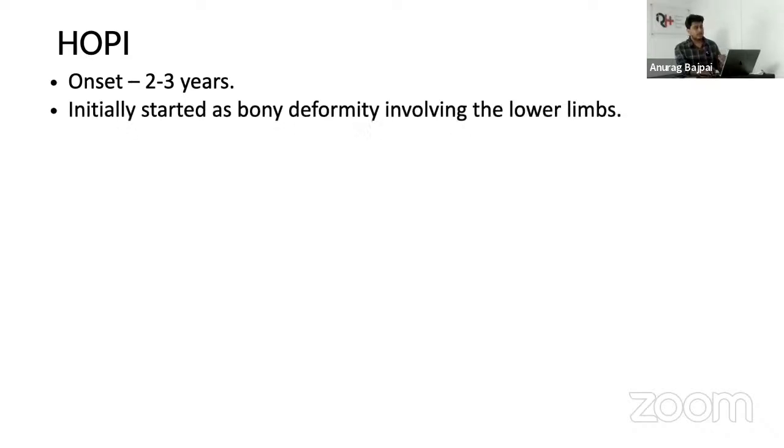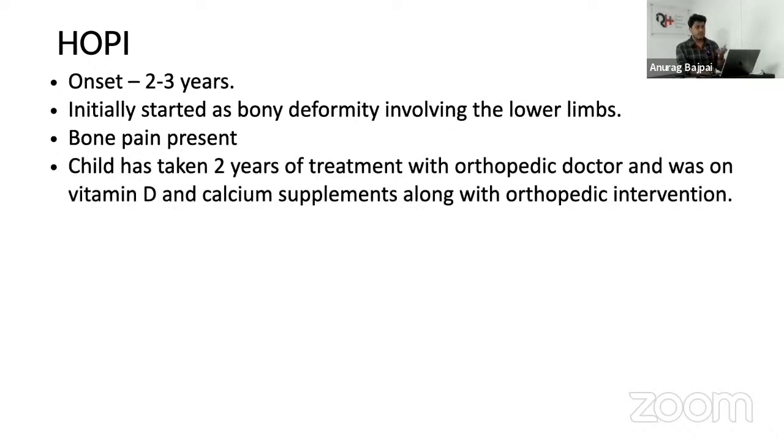Initially, along with the difficulty walking, he also had a bony deformity, which predominantly involved the lower limbs, and there was a history of bone pain. For the same complaint, the patient had been going to several doctors, and he had been consulting an orthopedician for the past 2 years. He was treated with multiple doses of vitamin D, given both as injection as well as oral treatment, along with calcium supplement. He was also given some orthopedic intervention in the form of a cast.